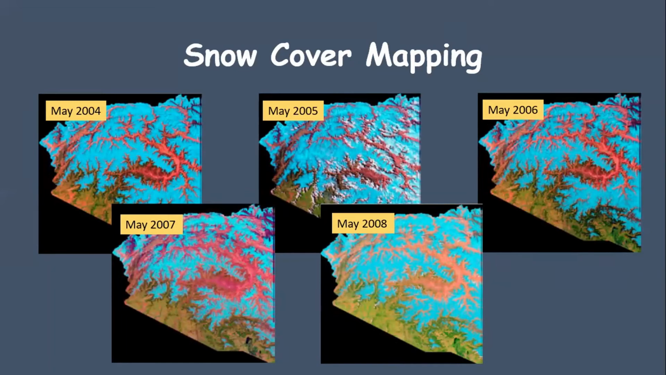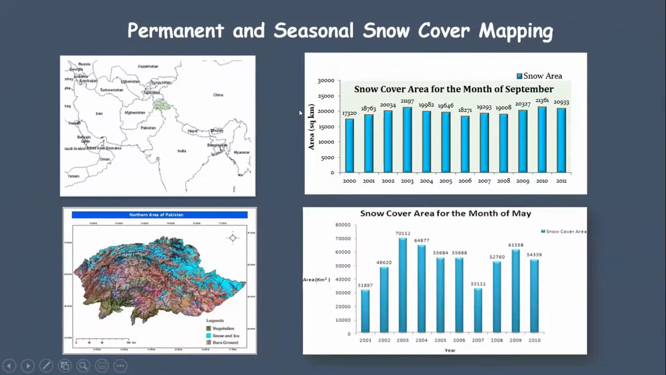So snow cover mapping is also very important for us to have a deep knowledge of water availability. These are the maps of some snow cover mapping. We can see the situation through images in 2004, 2005, 2006, and in different years. We have taken the same months of different years and compared the amount of snow, because ultimately when the summers come, this snow will result in the runoff in our rivers.